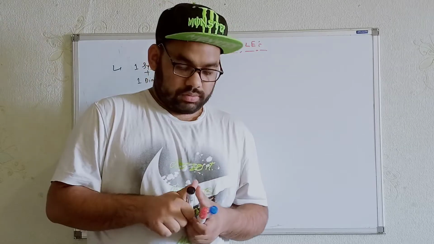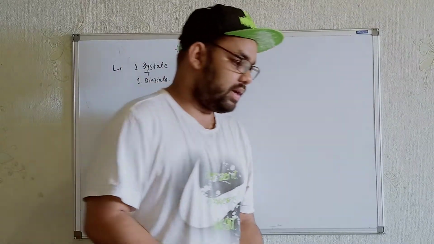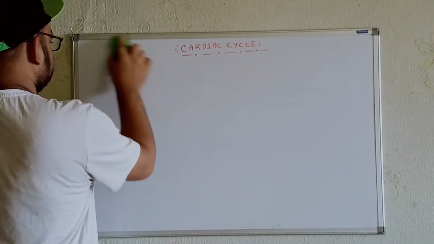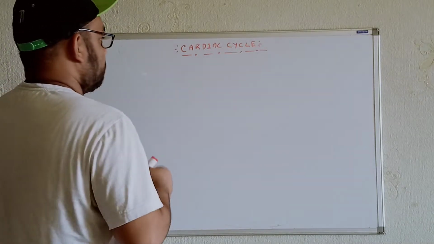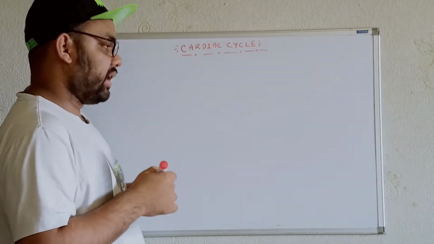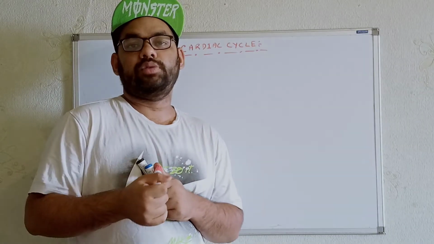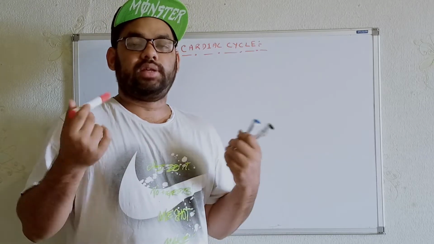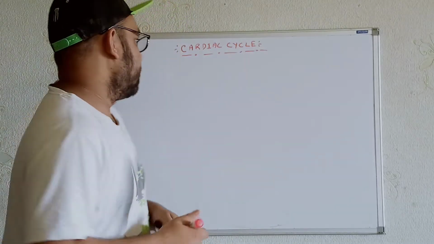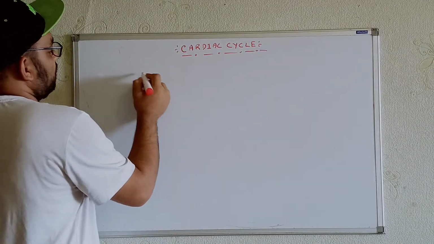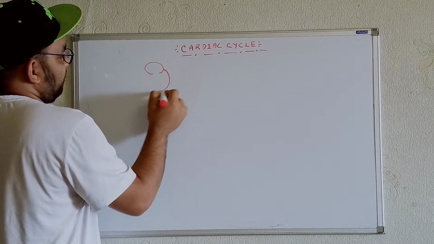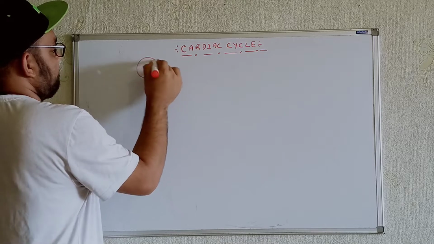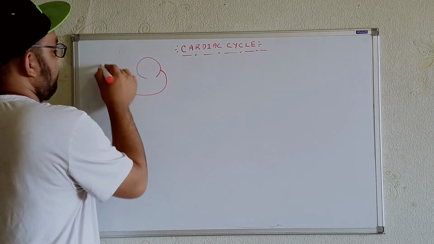Okay, so let's start by drawing a little diagram over here. First of all, I'm just talking about the left heart. The same thing we'll see in terms of the right heart, so I'll just continue with the left heart, and whatever I say, we'll see in the right heart as well. So let's assume it's the left heart over here. Let's draw it just like this.